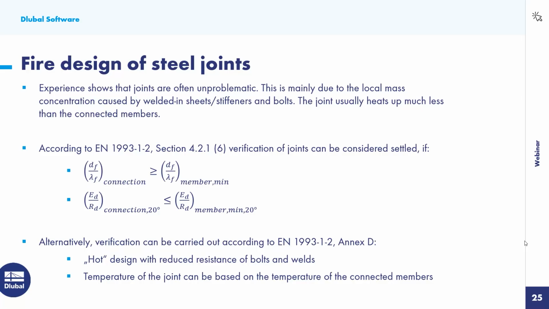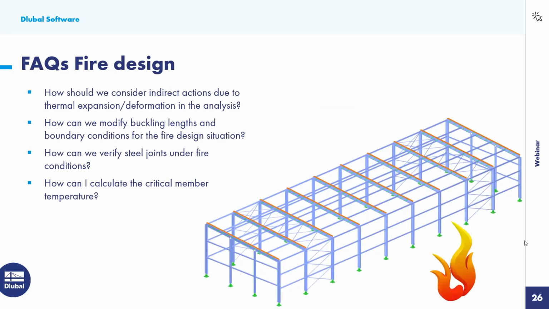And here again, we have to determine a temperature, and that can be based on the connected members. And here you can calculate this temperature by using our program, of course. And then with this temperature, you could derive the reduced capacities of bolts and welds and then verify your joint with those. The last question I want to tackle is how can I calculate the critical member temperature?